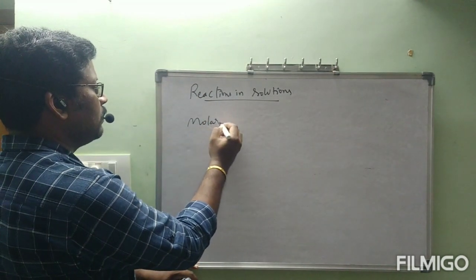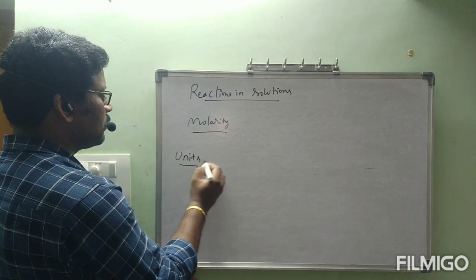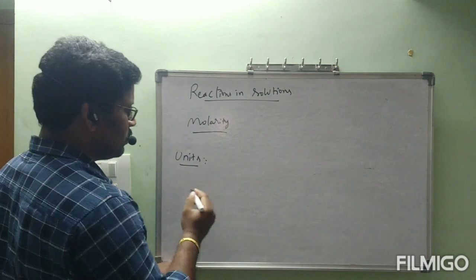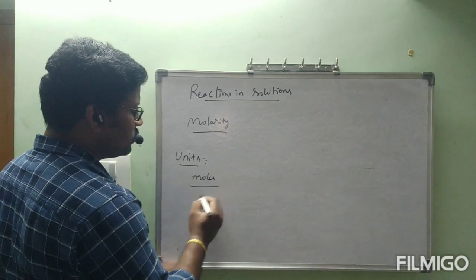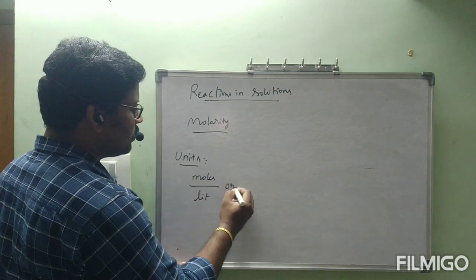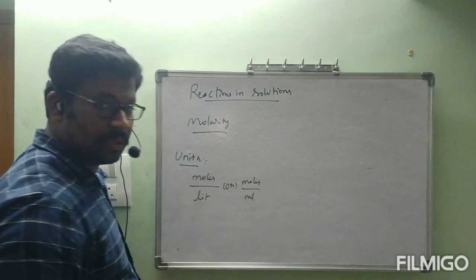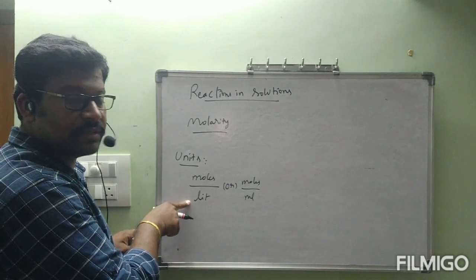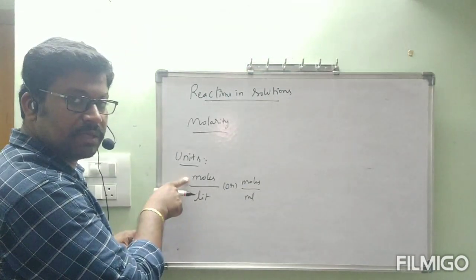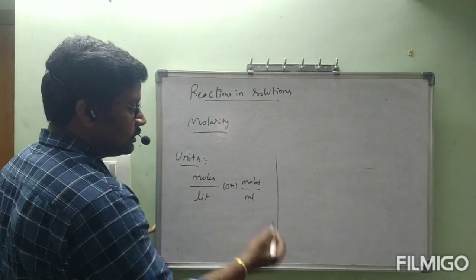Molarity units. Moles per liter or moles per milliliter. Moles per volume. Volume units liters, no? Number of moles, moles simply. Moles per liter or moles per milliliter.